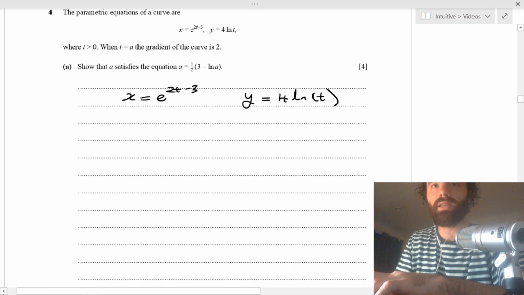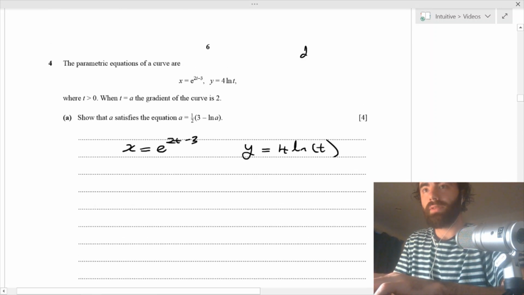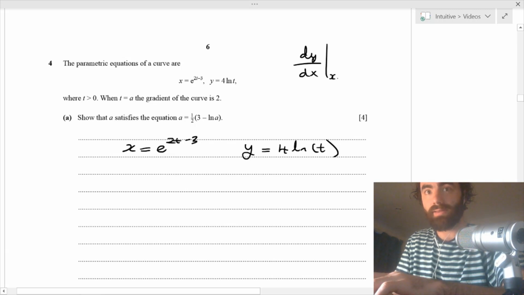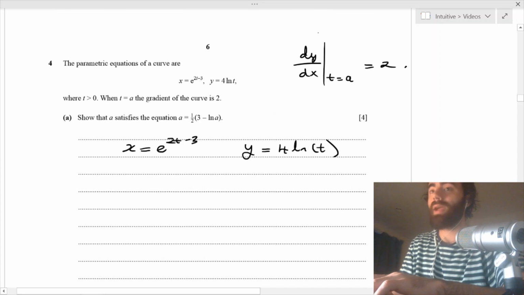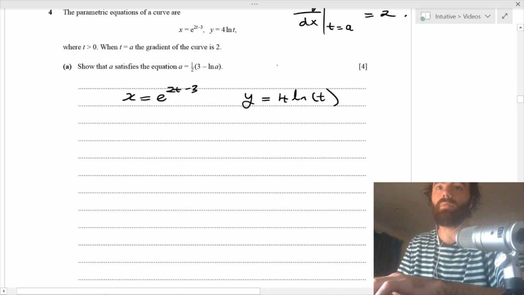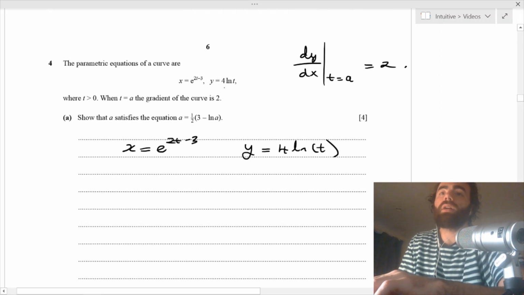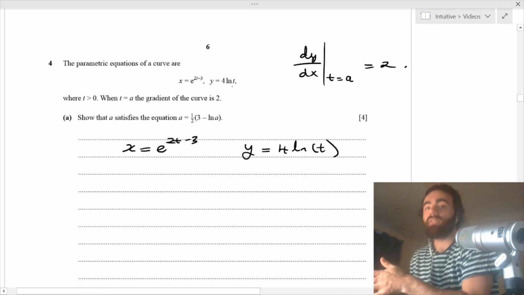Okay, so where t is greater than 0 and it says when t equals a, the gradient of the curve is 2. That means that when t equals a, the gradient of the curve equals 2. So if we find what the gradient of the curve is, and we set it equal to 2 when t equals a, then we can show this. So we want to show this. So how do we start off things like that? We have to look at what they give us and look at what they want.